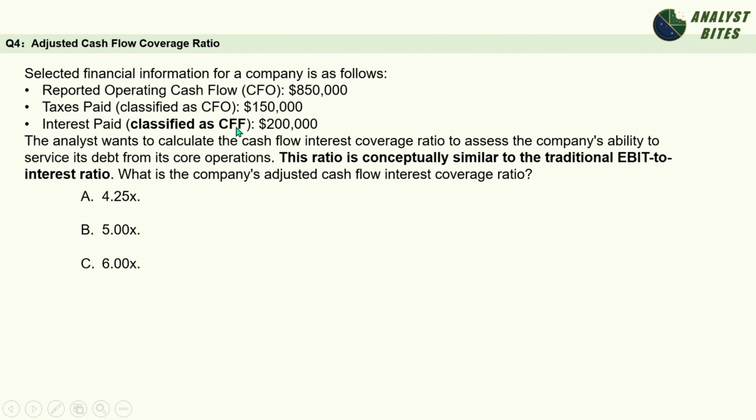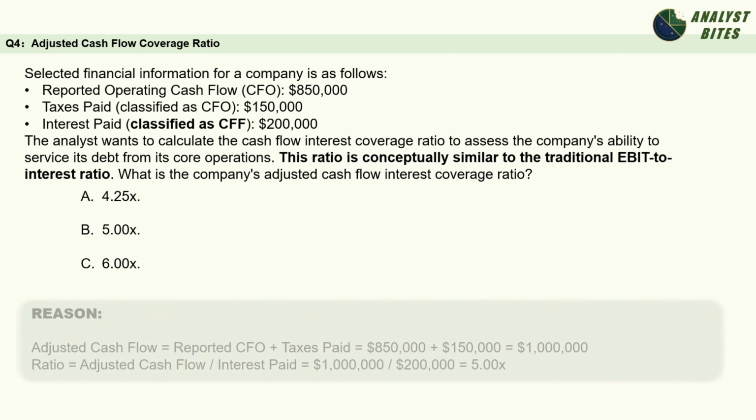But here is a twist in this specific question. The problem states that while taxes were paid under CFO, interest was reported under CFF. Think about what that means. Since interest was paid out of CFF, it was never taken out of the CFO in the first place. So when we adjust CFO to a pre-interest basis, we don't need to add it back. It's already not there. So the calculation is simple.